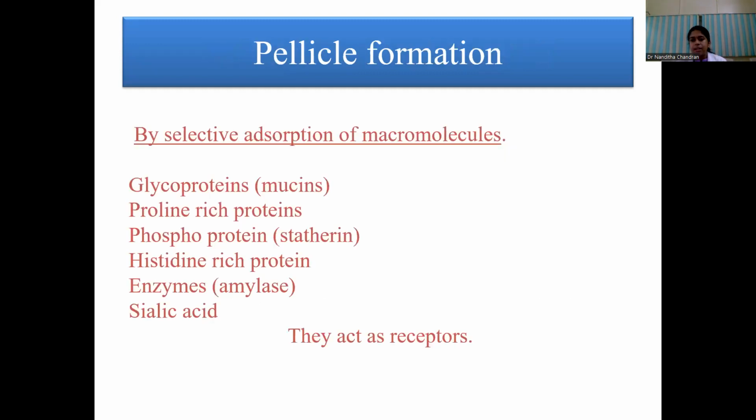So what is a pellicle? Pellicle is derived from adsorption of macromolecules. What is the composition of pellicle? It has lipoproteins, proline-rich proteins, phosphoproteins, proteins, enzymes like sialic acid, and these act as receptors. That is, the pellicle which is formed on the tooth surface acts as a receptor for bacteria to attach to it.